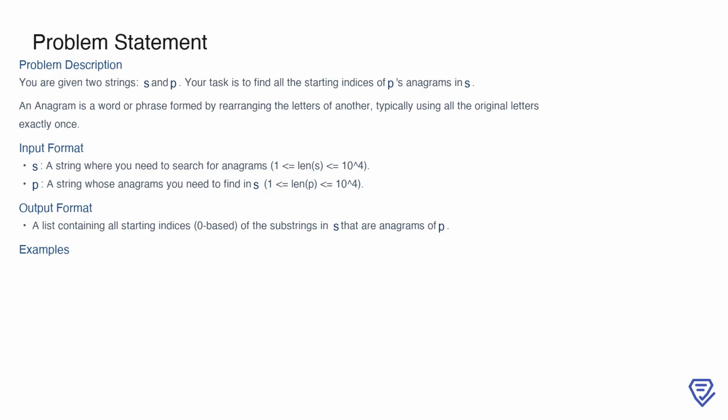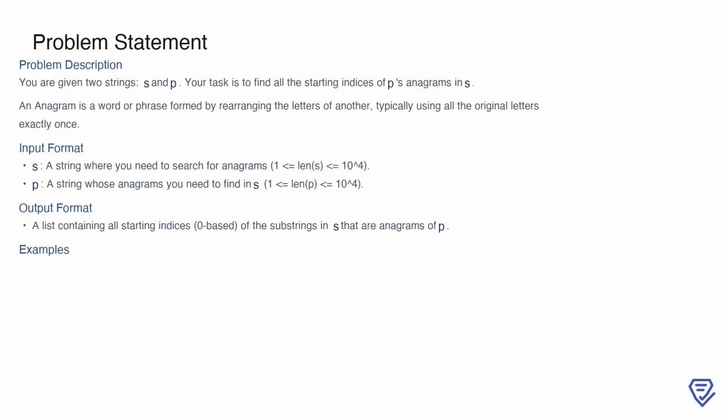The goal is to find all the starting indices in S where substrings are anagrams of P. An anagram, as you might know, is a word or phrase formed by rearranging the letters of another, using all the original characters exactly once. For example, ABC and CAB are anagrams because they use the same letters in a different order.